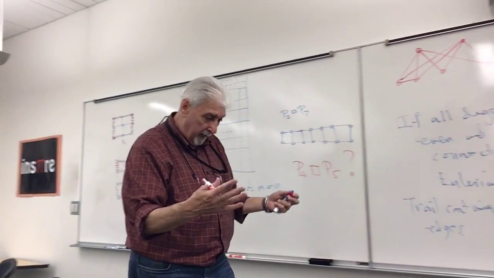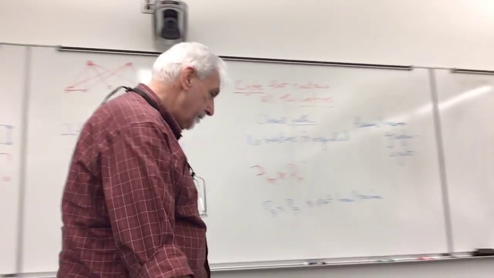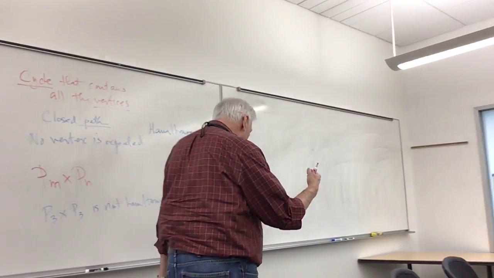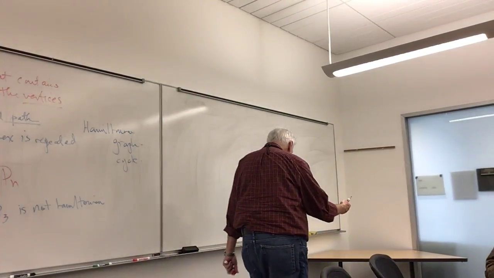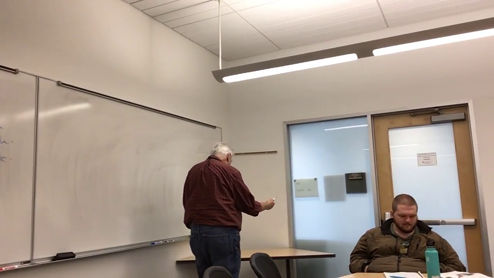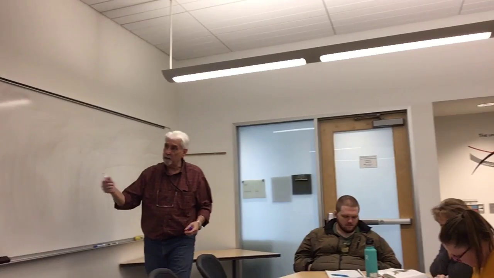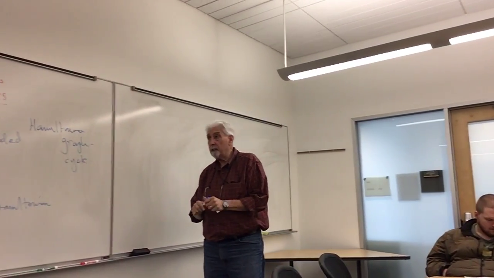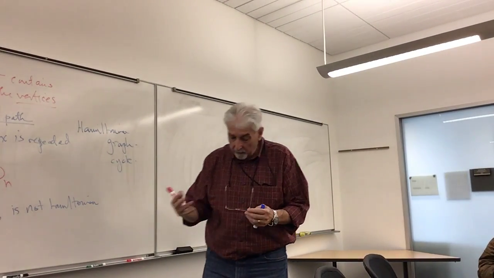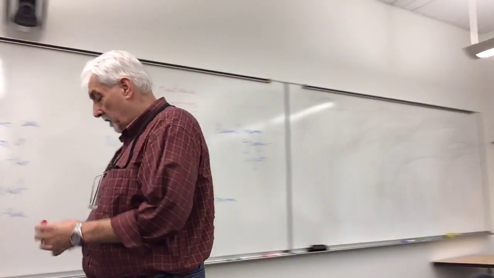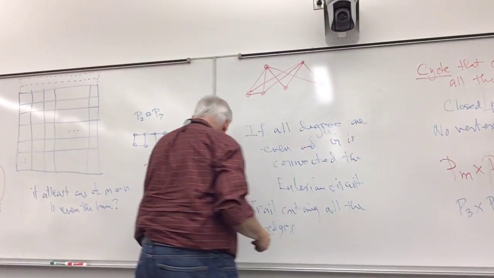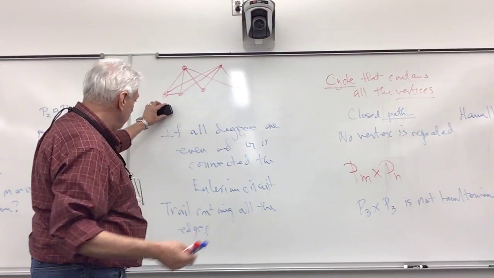Now, what's really strange is, for Eulerian, I know I have an easy condition I can determine. For Hamiltonian, maybe that's not so easy. Okay, so let's go back to this graph over here. This was from page something.